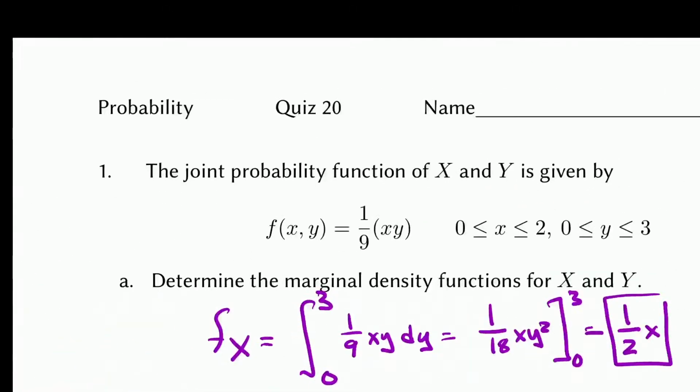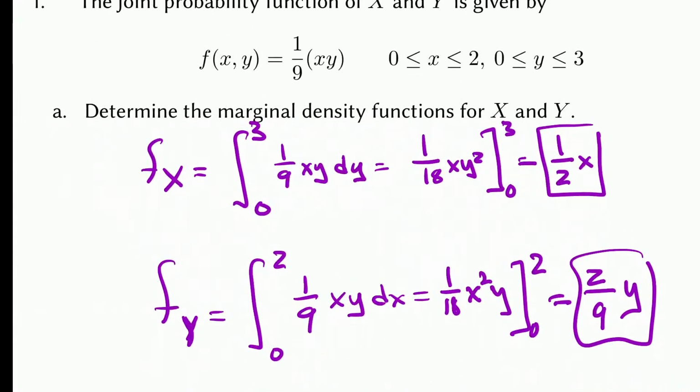So the first thing to get the joint marginal density functions, the first one was the integral over the values of y. So you just treat the x as if it's constant. You get that integral, and you get 1/2 x. Nice job. I saw a lot of 1/2 x's, and then 2/9 y, or 4/18 if you didn't want to cancel out 2. But anyway, it's just the same thing. You're integrating over the x's instead of the y's. You're doing great.